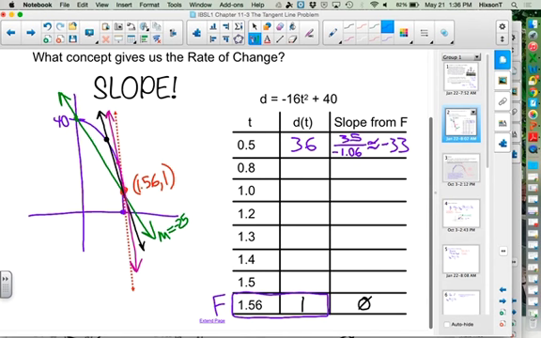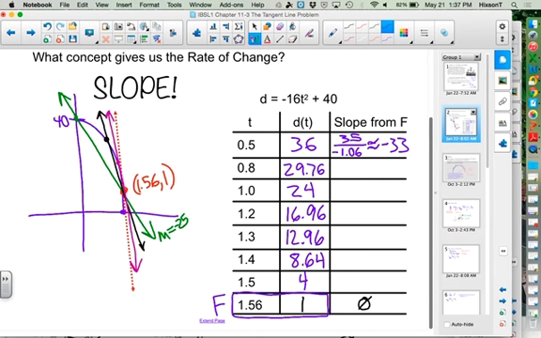What do you get for the distance when time is 0.8? 29.76. How about at 1 second? 24. 1.2 seconds? 16.96. How about 1.3? 11.96. And 1.4? 8.64. Okay. So those are all the heights.